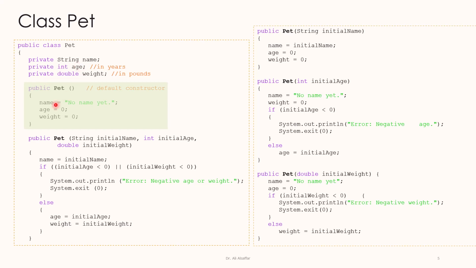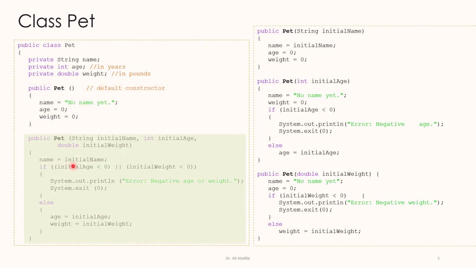And here we have the first constructor, which is a default constructor because it does not have any input parameter. And as you see, what does it do? It gives an initial value for the name of the pet, which is a string, by the constant "no name yet", and the default age is 0, and the default weight is 0 as well.